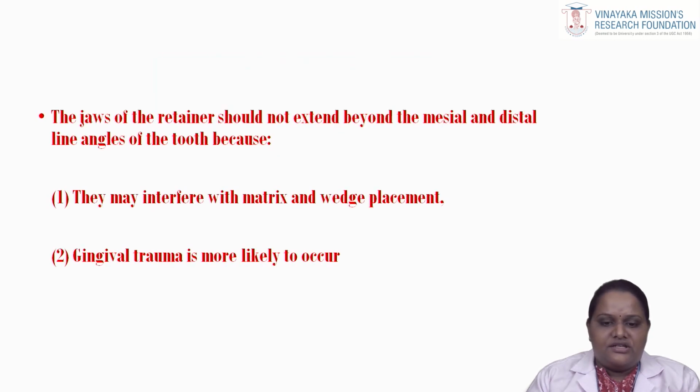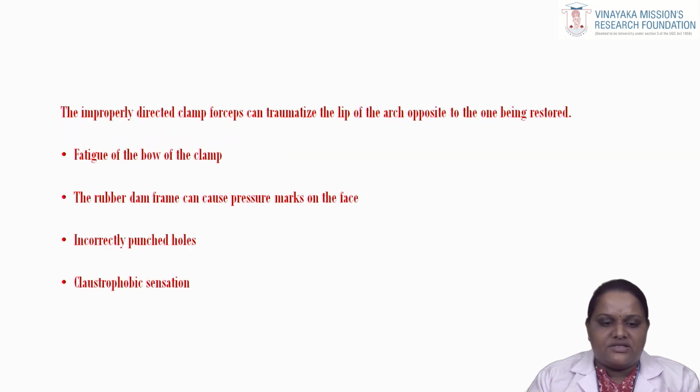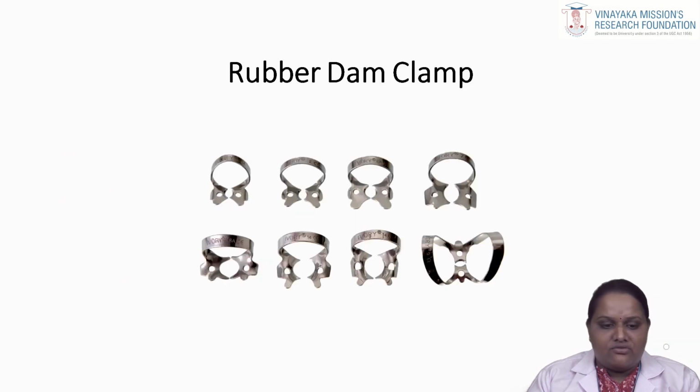The jaws of the retainer should not extend beyond the mesial and distal line angles of the tooth because they may interfere with the matrix and wedge placement. Gingival trauma is also more likely to occur because of this. The improperly directed clamp forces can traumatize the lip of the arch opposite to the one being restored. Fatigue of the bow of the clamp can also happen. The rubber dam frame can cause pressure marks on the face. Incorrectly punched holes and claustrophobic sensation may also be encountered.